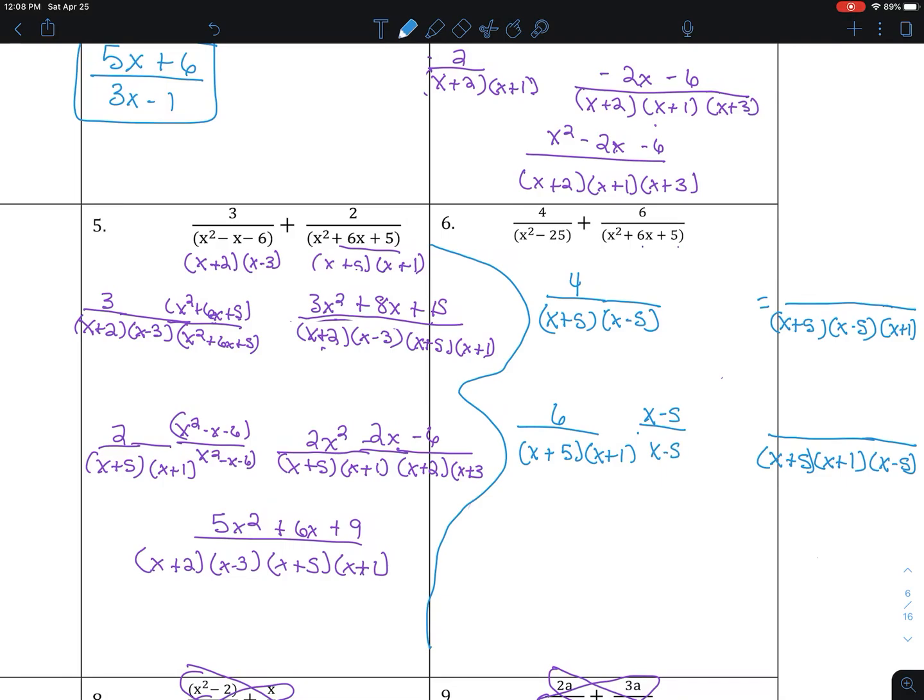So remember, I just can't multiply the bottom. I have to multiply the top by that as well. And that's going to give me 6x minus 30, distributing that 6. What did I multiply this by? I multiplied the denominator by x plus 1, so I have to multiply the numerator by x plus 1, so that gives me 4x plus 4. And then because I have common denominators, I just add numerators. So this is 10x minus 26 over x plus 5, x plus 1, x minus 5.